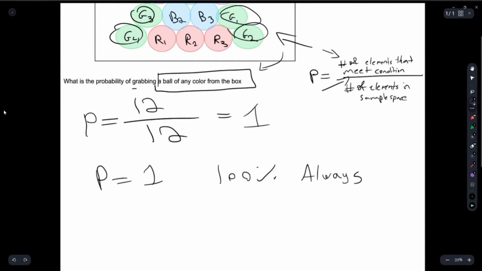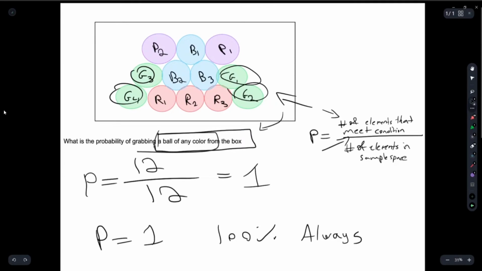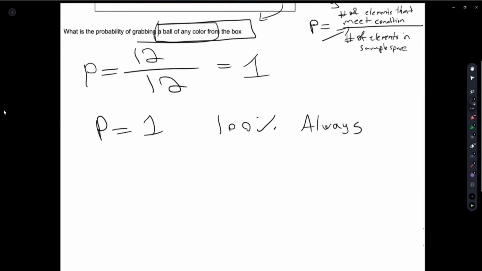So when you grab something from the box, it will always be a ball of any color. It cannot be anything else. There's nothing else to grab. So one more thing about the probability is it cannot be greater than 1. 1 is the max and 0 is the minimum. You cannot have negative probability.